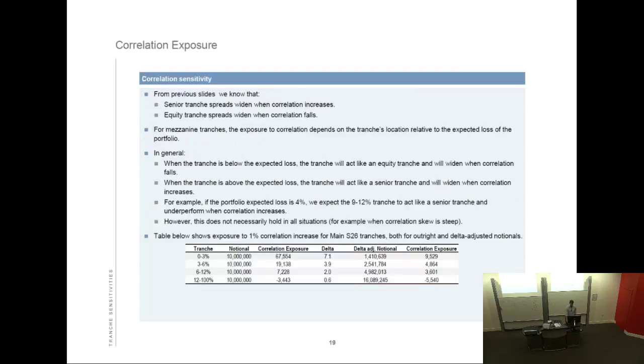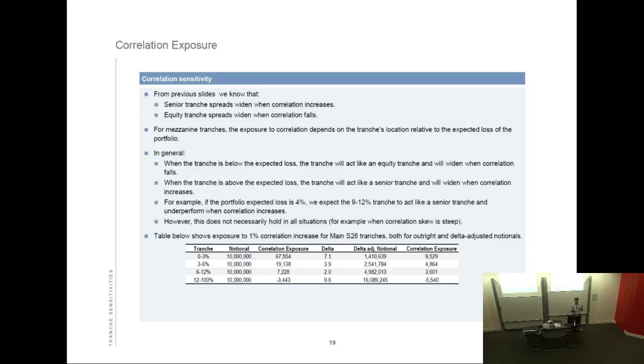What about correlation exposure? So we've convinced ourselves correlation is bad for senior tranches and good for equity tranches, which means that correlation exposure for senior tranches is negative and positive for equity tranches, right? But what about mezzanine tranches in between? So for mezzanine tranches, it's less obvious. And in fact, it changes over time. So some mezzanine tranches will have positive correlation exposure, some mezzanine tranches will have negative correlation exposure.